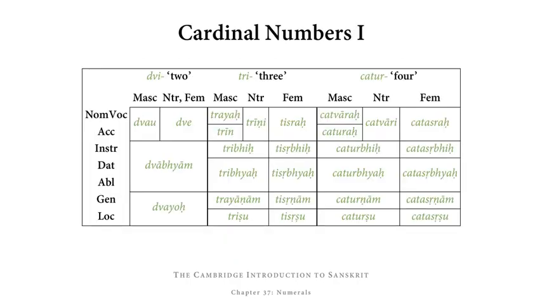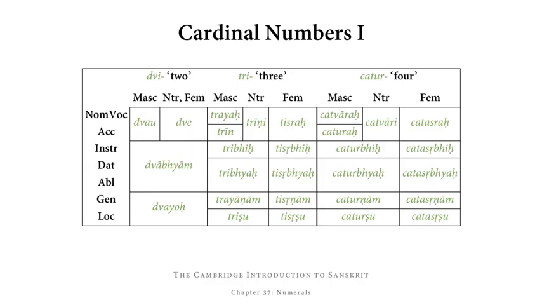So let's look at some of these cardinal numbers. We don't have the form for 1 here, eka, because that was introduced in chapter 22. It declines just like a pronoun. Then dvi, meaning 2, exists only in the dual, and again has forms just like those of sarva, so just like those of a pronoun. We have dvau, dvabhyam, dvayoh in the masculine, and dve, dvabhyam, dvayoh for the neuter and feminine.